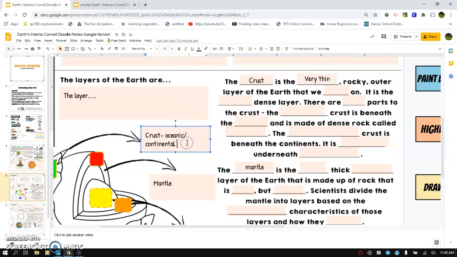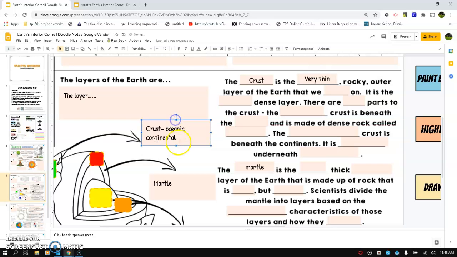So we have the oceanic and continental. I'm going to go ahead and take that off so that you guys can clearly see. And I'm going to make this a little bit bigger. Not that hard. You guys are pros at computers. Okay, so oceanic is actually made of basalt.